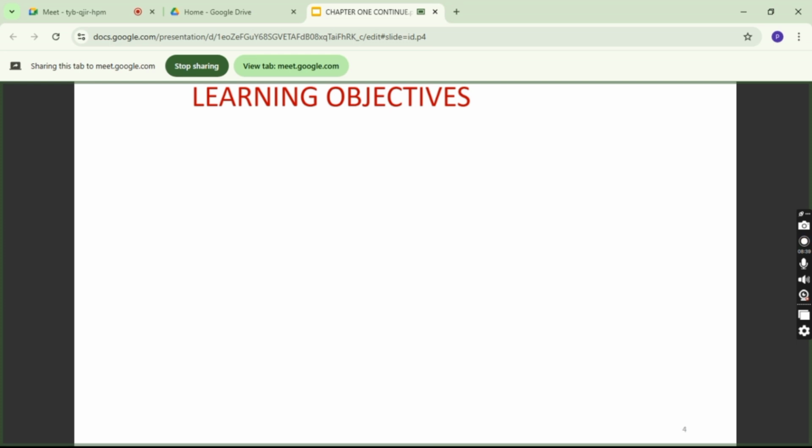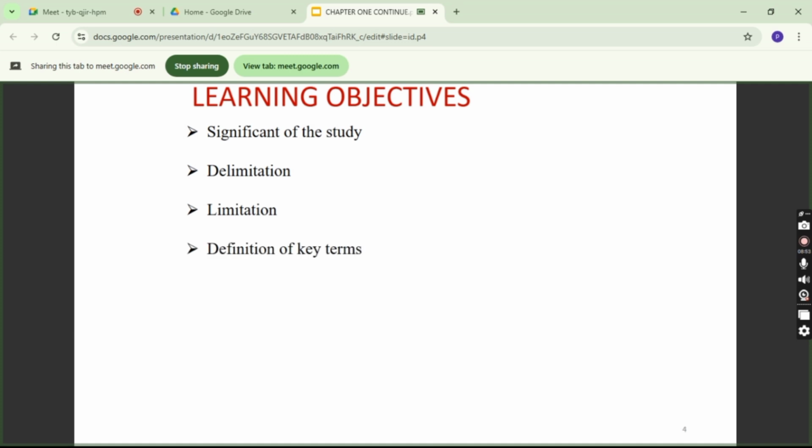So our learning objective for today's lesson, we'll be looking at the significance of the study, the delimitation. We'll look at the limitation and also definition of key terms. Look at the organization of the study. Look at the scenario, then we end the session.